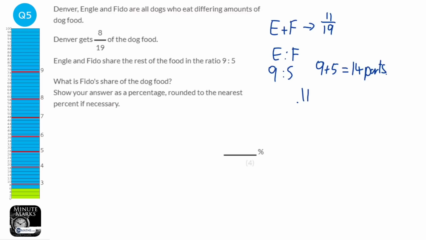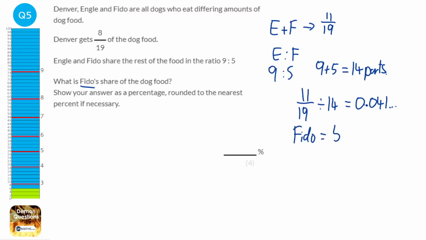So what I'm going to do is find out what fraction one of those parts is worth by dividing 11/19 by 14. So each part is worth, and I'm just going to keep this in my calculator, 0.041 and so on. And we're asked to find Fido's share. Well, Fido has 5 parts, each of them worth 0.041 and so on. I've kept it in my calculator to keep the accuracy. And when I do that, I get 0.206 and so on. Now we're asked to work it out as a percent. So I'm just going to times that by 100.